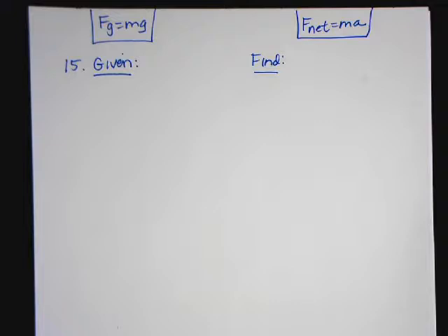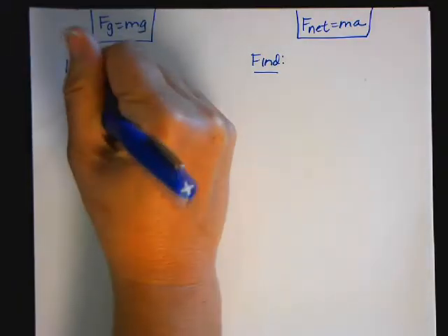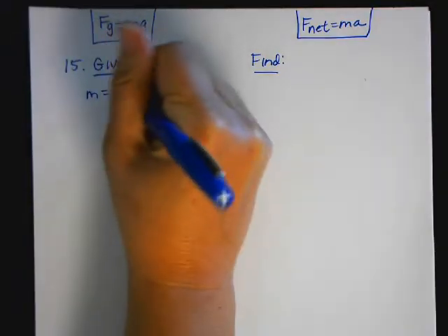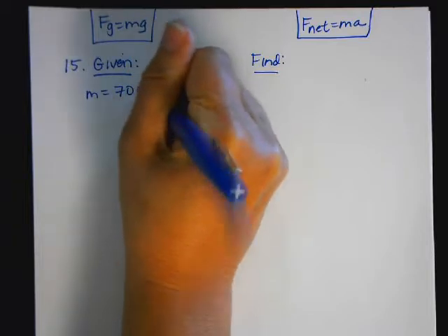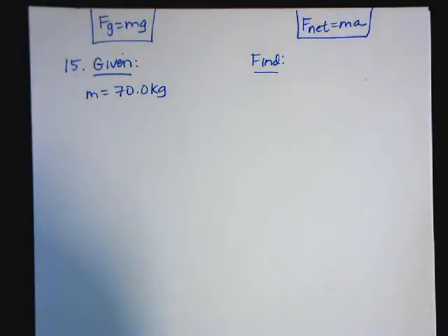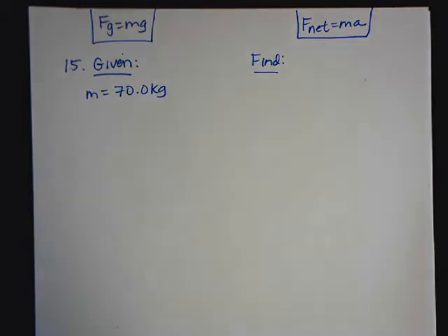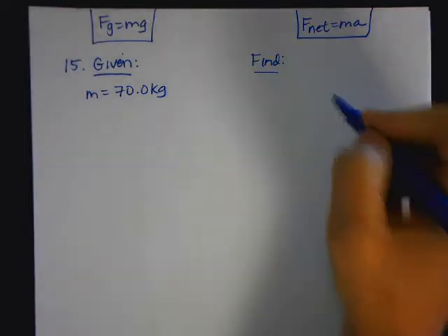So it says a 70 kilogram astronaut, so mass is equal to 70 kilograms, is standing on a scale in a spaceship. So this is a classic physics problem. You have somebody standing on a bathroom scale. We're going to do this next week in our lab. We're going to go on the elevator and we're going to stand on a scale. And we talked about this yesterday. Okay? So what I'm going to do is keep reading the problem.